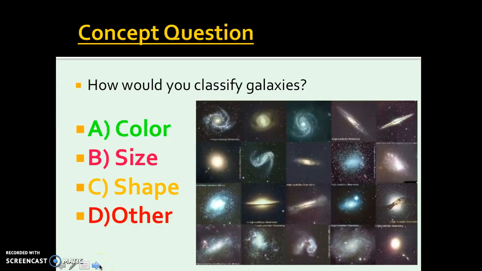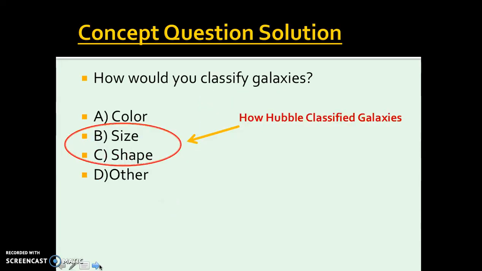Okay, so if you had to classify galaxies, how would you do it? Would you pick color or size or shape or something else to classify galaxies? Take a look at all these different galaxies in this image and think about how you would classify them. A pretty common response is by using size and shape. And this is how Edwin Hubble first classified galaxies, and is really the primary way that we still classify galaxies to this day.